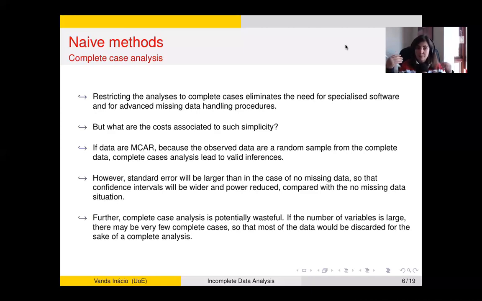So basically, main point: if data are missing completely at random, a complete case analysis leads to unbiased estimators, although the estimates are not very efficient, because since we are working with a reduced sample size, the standard errors of the estimates will be larger compared to those that would have been obtained with the complete data set. And also, if we have many variables, it's very likely that individuals will have missing values for one of the variables, and so we may end up with a very reduced sample size.